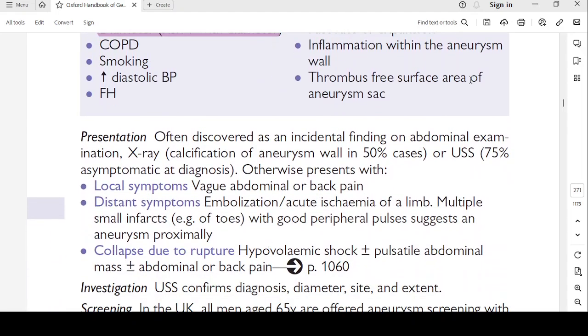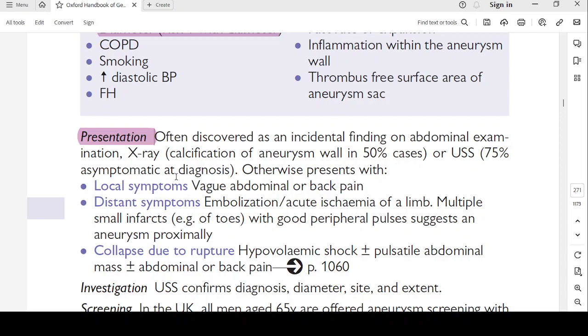So the higher the thrombus-free surface area, the more the risk for rupture. Presentation: often discovered as an incidental finding on abdominal examination. X-ray: calcification of an aneurysm wall in 50% of the cases, or ultrasound scan. 75% are symptomatic at diagnosis.